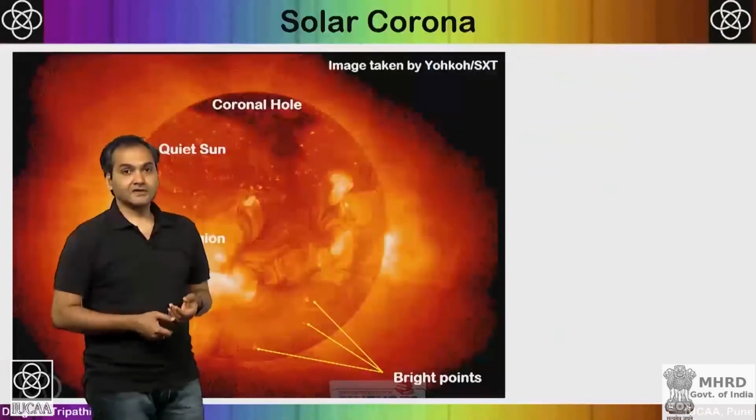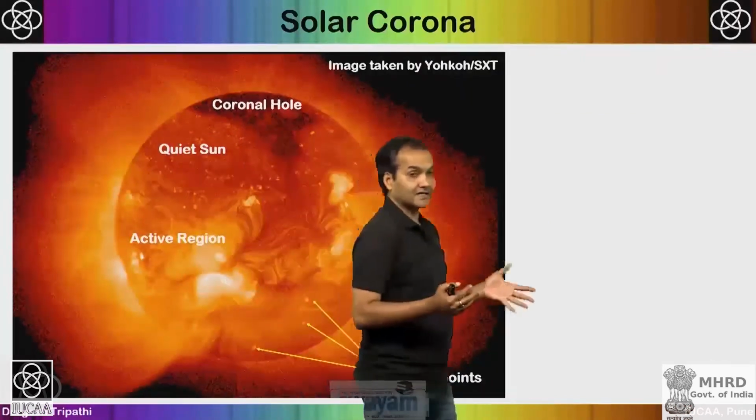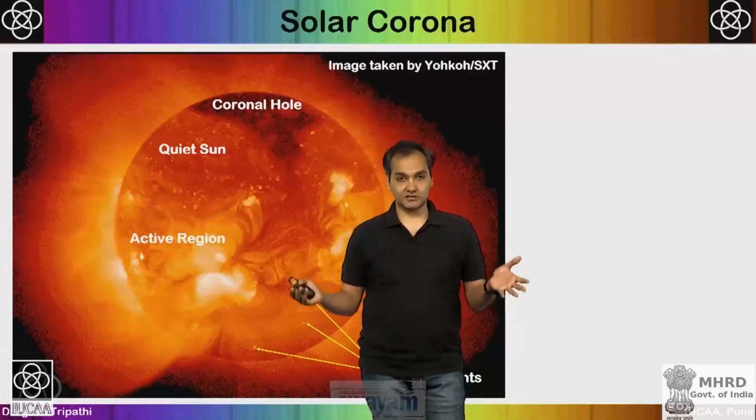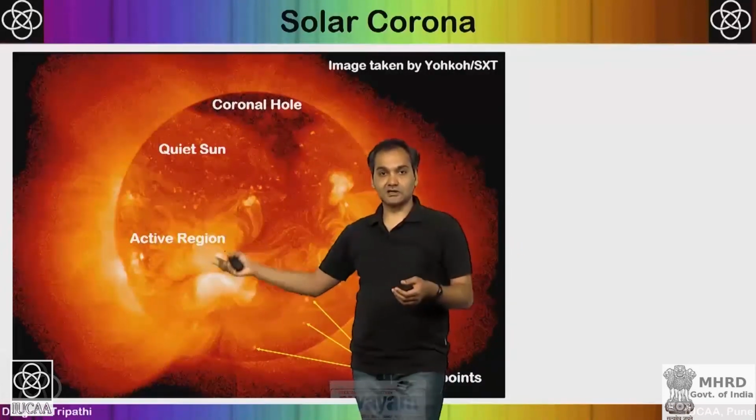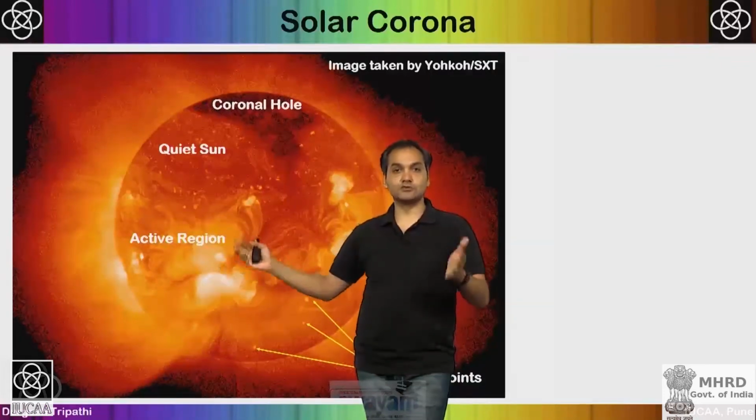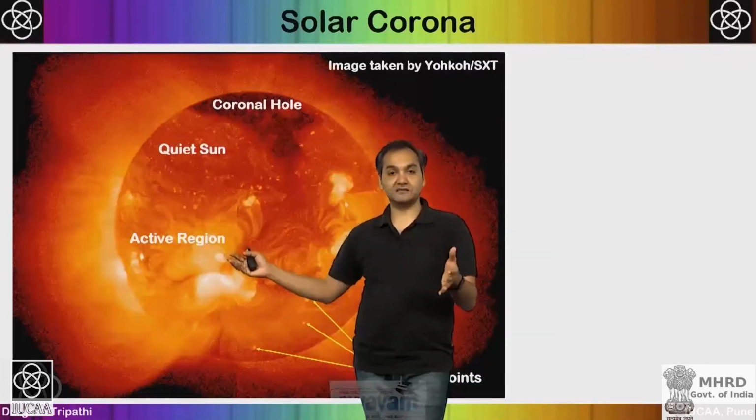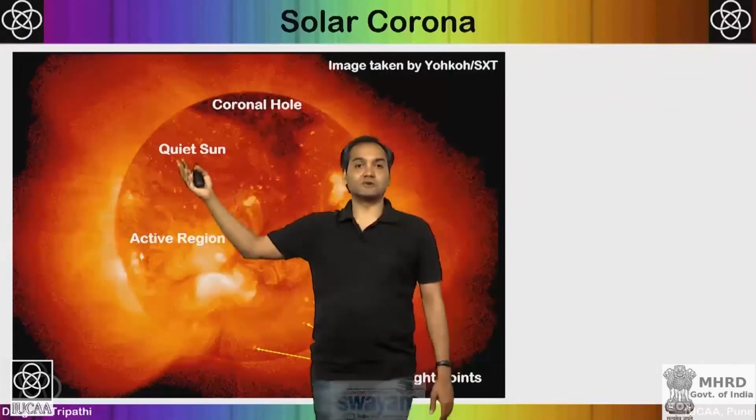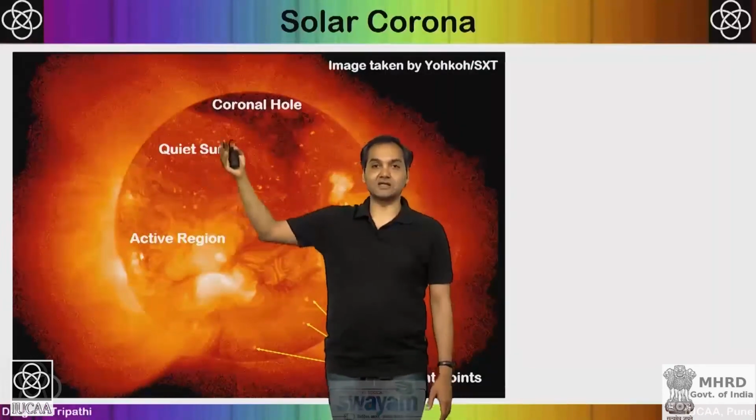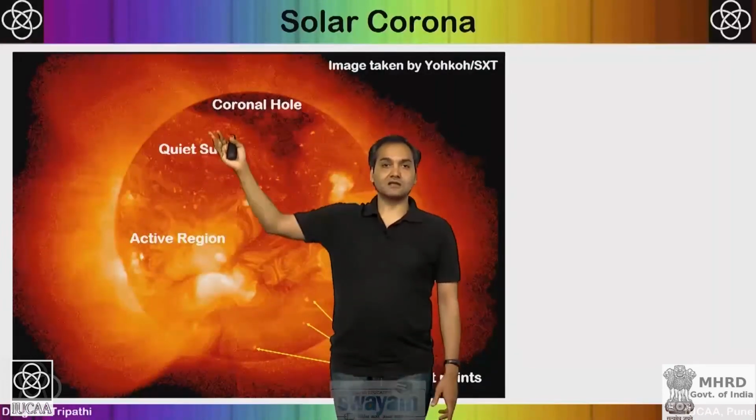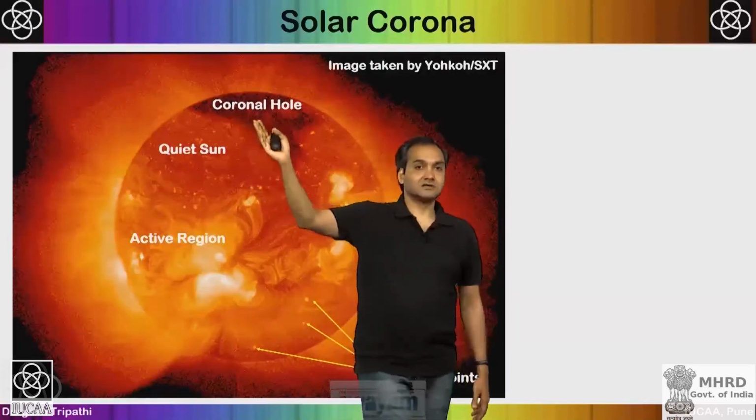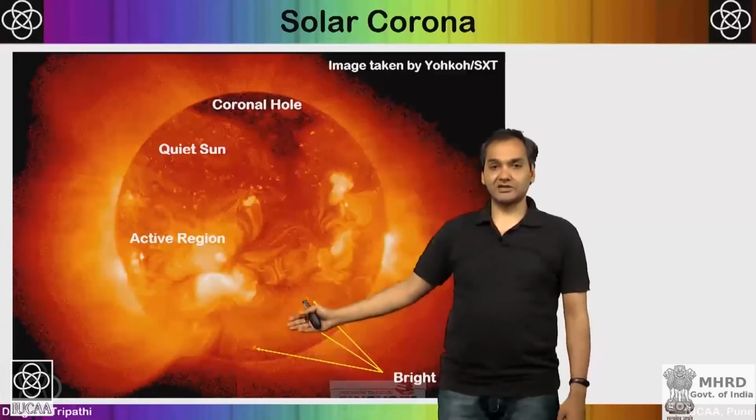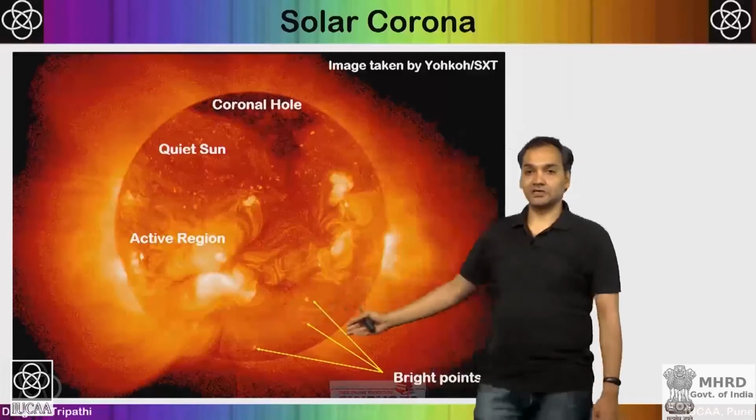If you do that, you find images like this, and you can see that the corona itself has various structures on the disk. You have these really bright regions, which are closed loop-like structures, that we call active regions. Then you have the quiet part where not much is seen, but only some bright dots here and there, that is called the quiet sun. Then you have a really dark region which we call a coronal hole. In addition, you have bright dots appearing on the surface, which we call bright points.